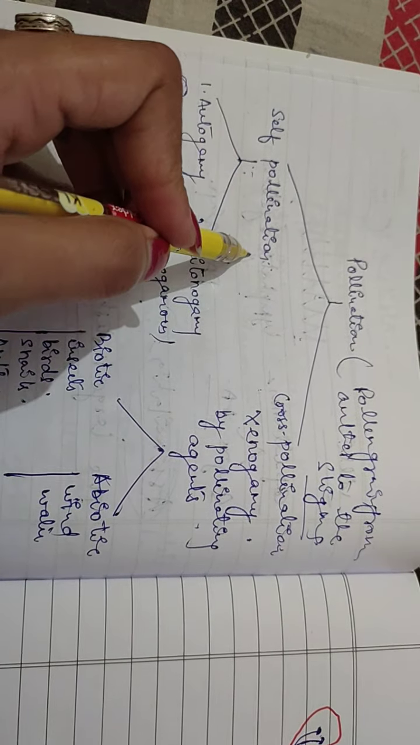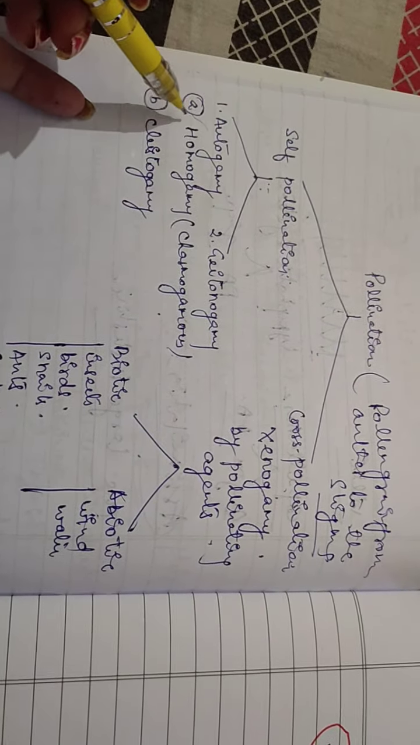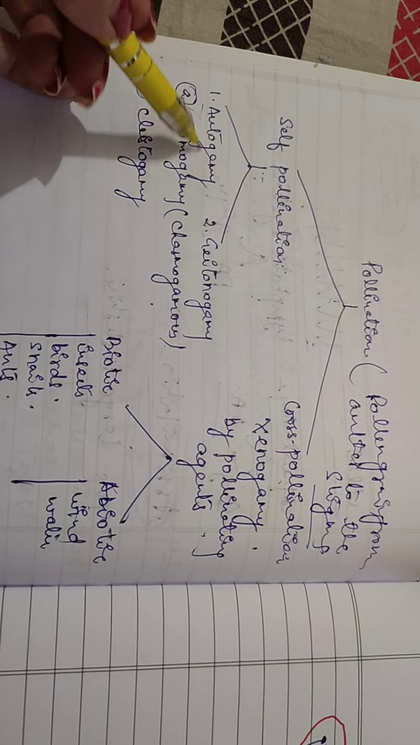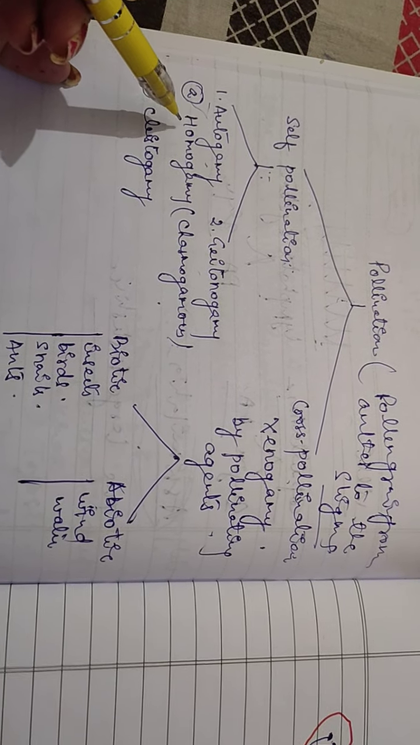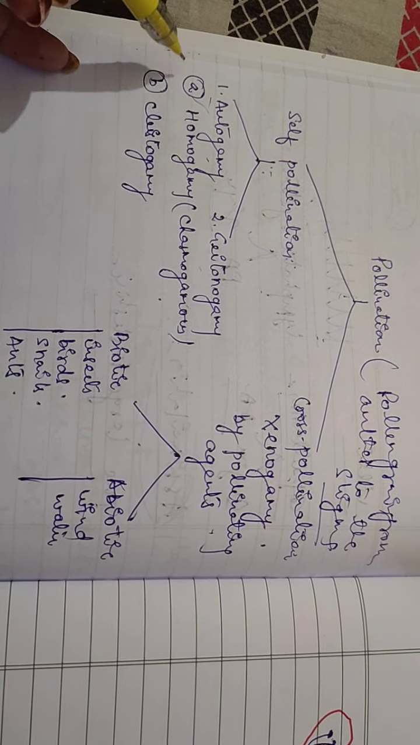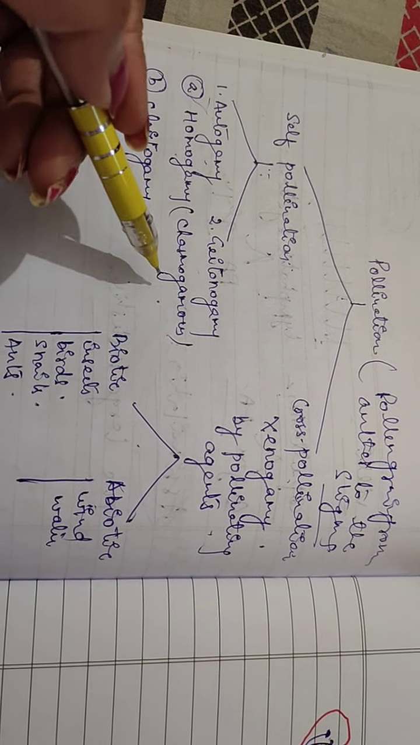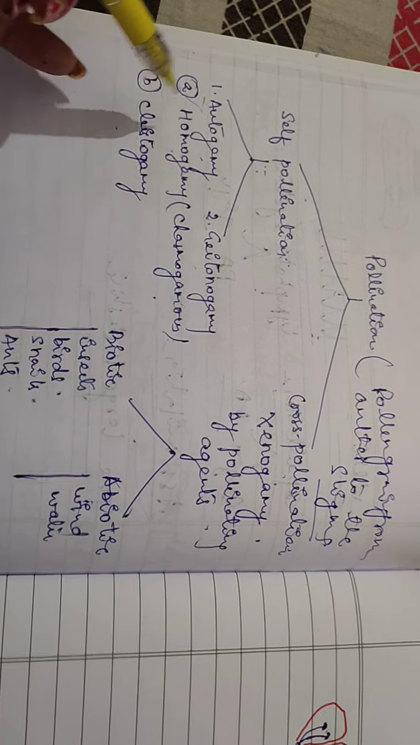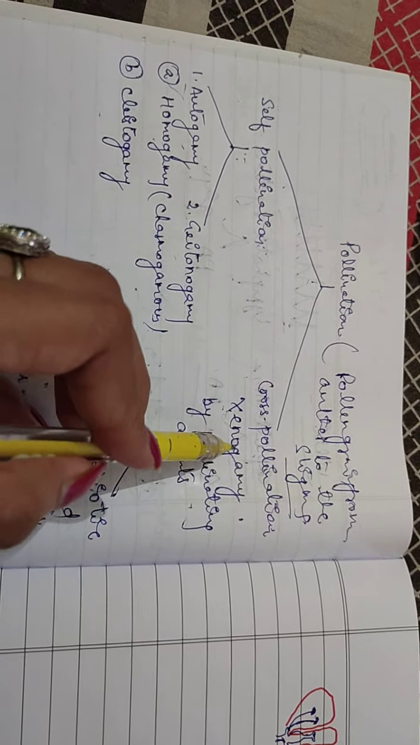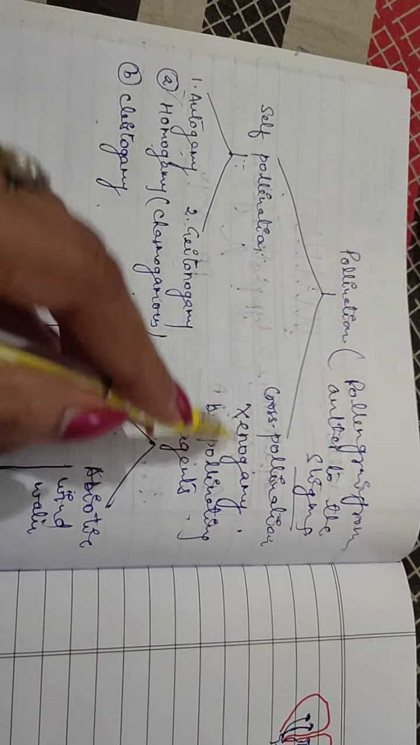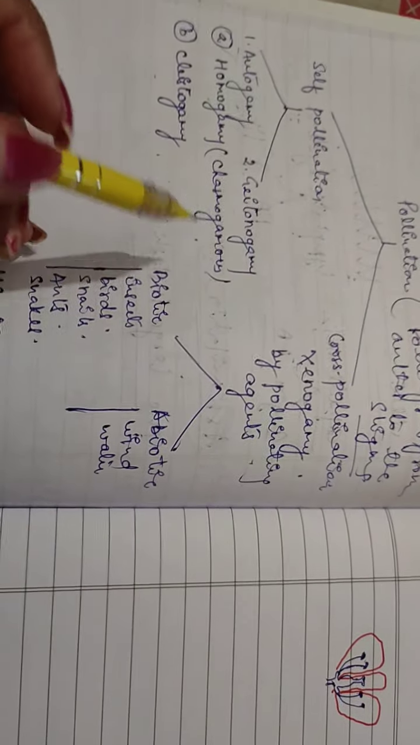Pollination is of two types: self pollination and cross pollination. Self pollination is again of two types: one is known as autogamy, the second is known as geitonogamy. And autogamy is again of two types: homogamy, also known as chasmogamous, and clistogamy. Cross pollination is also known as xenogamy, and xenogamy and clistogamy both come under allogamy, according to scientists.